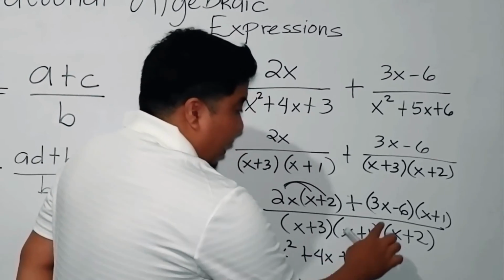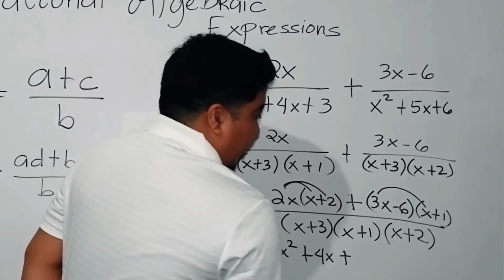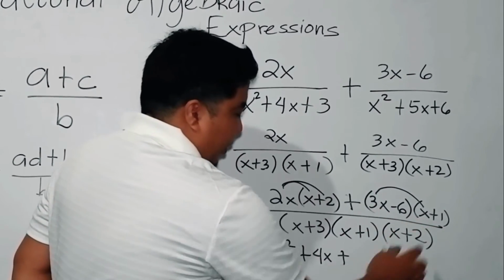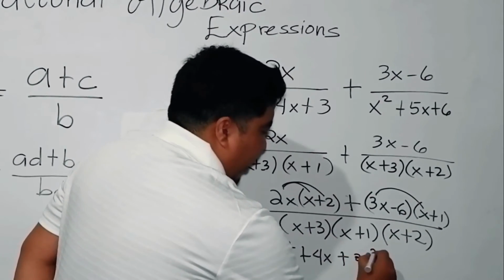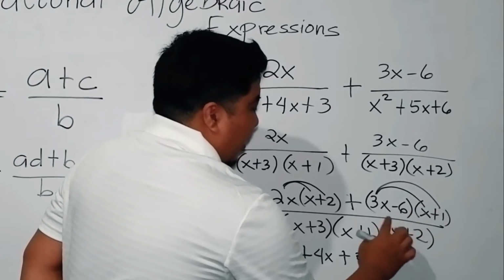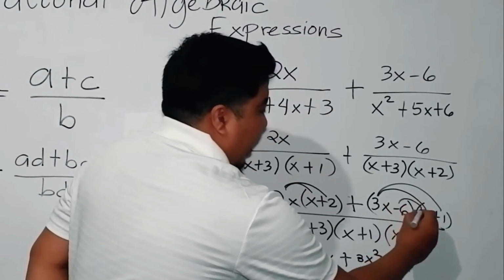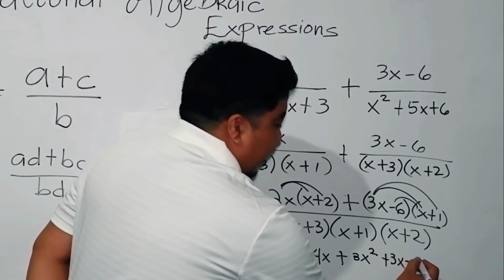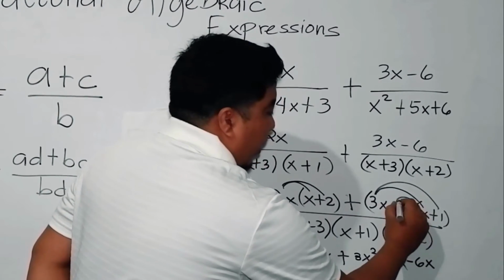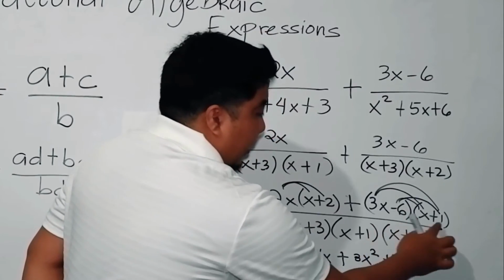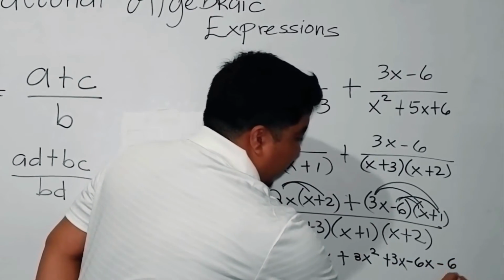Then, we have 3x here. Okay, FOIL method, first and first, 3x squared. Then we have here, 3x times 1, that is 3x. We have here negative 6 times x, that is negative 6x. And we have here, negative 6 times positive 1 is negative 6.